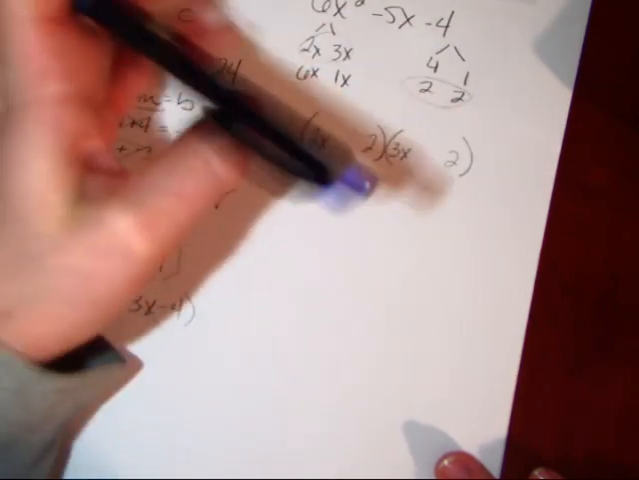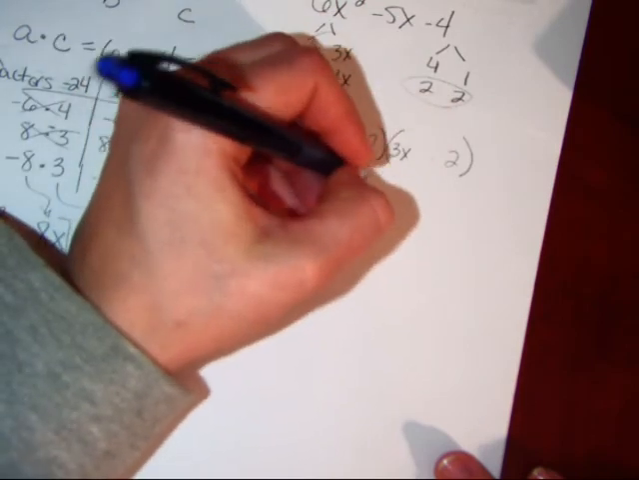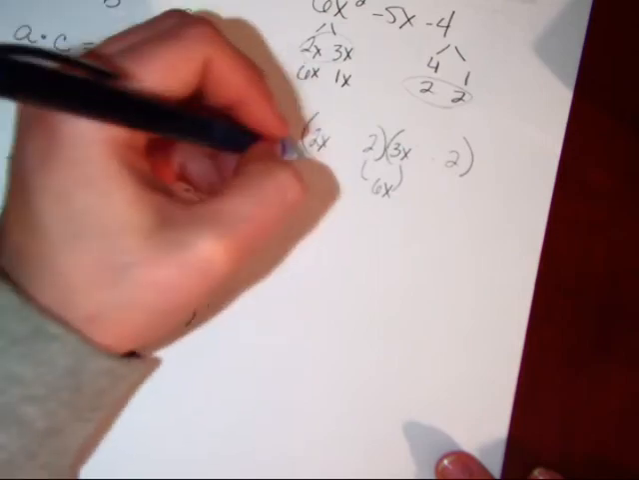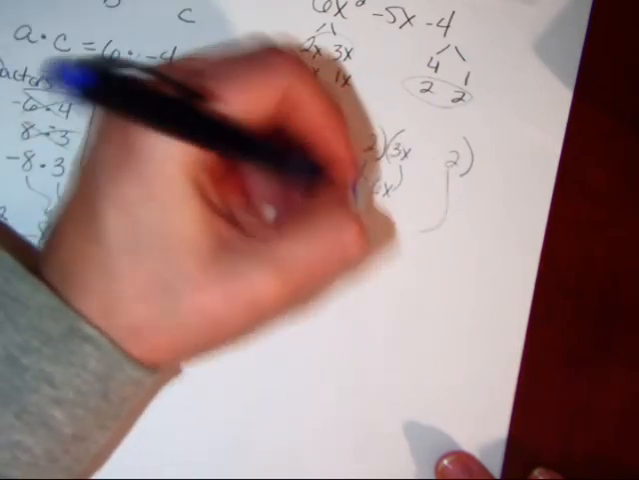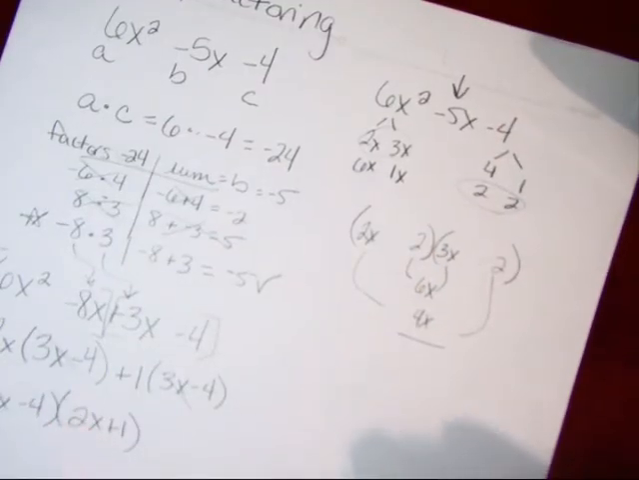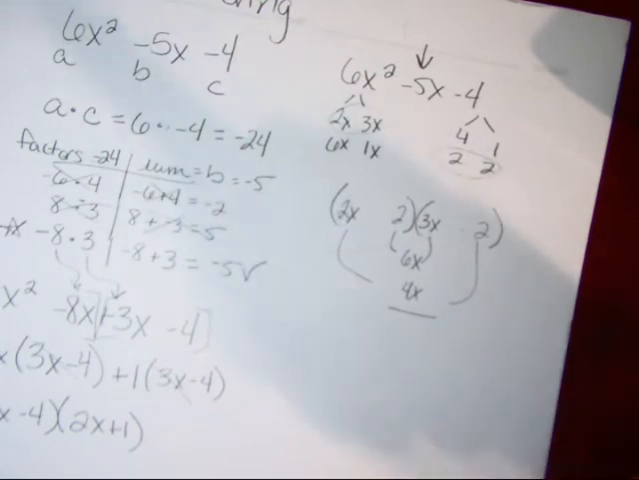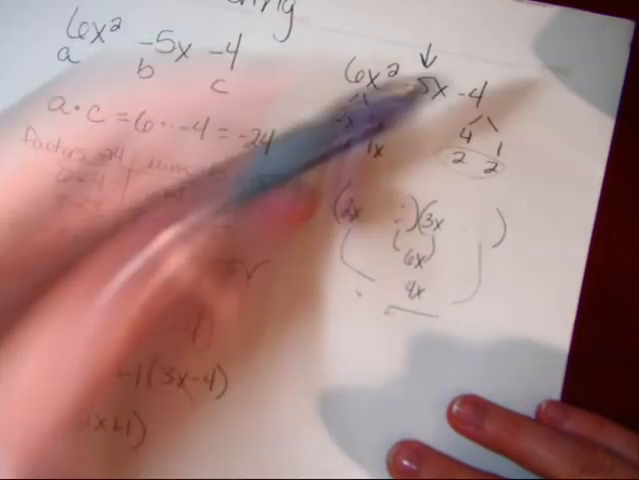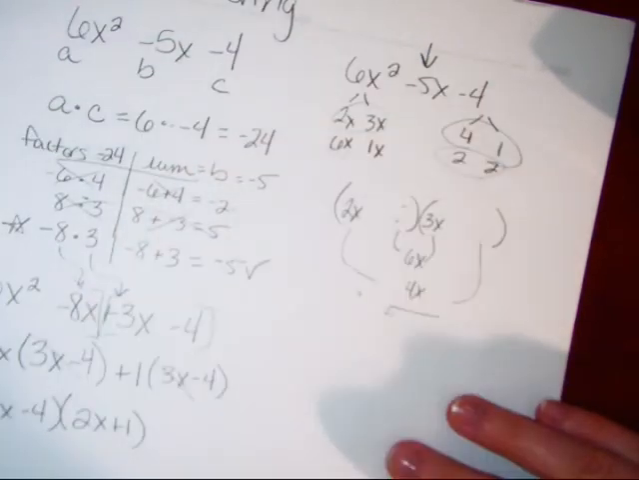Well, here's how you're going to test if you did it right. You multiply the insides together. 2 and 3 makes a 6x. And you multiply the outsides together. 2 and 2 makes a 4x. You need to get to that magic negative 5. Well, there is no way that 6 and 4 is going to make that magic negative 5. So maybe what I want to do now is erase this 2 and this 2. And instead of trying 2 and 2, I'm going to try 4 and 1.